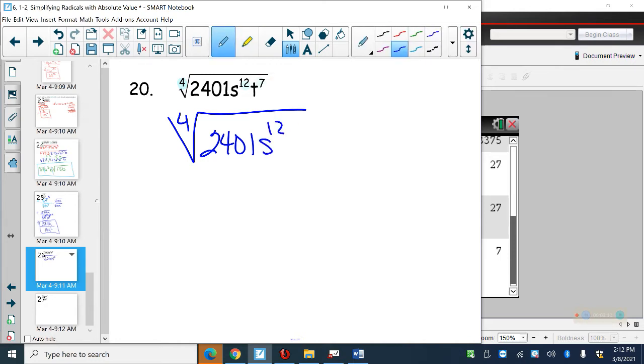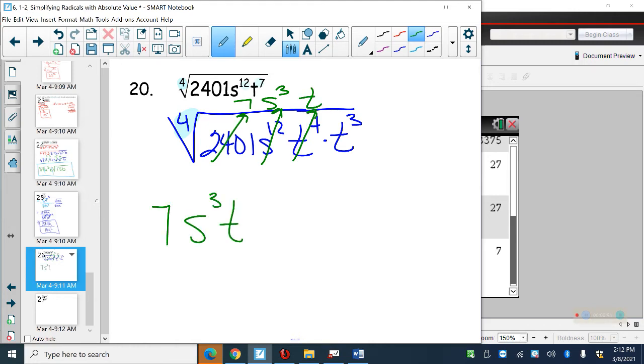7 is not divisible by 4, so I'm going to break that down. So if I have to be divisible by 4, I'm going to have t to the 4th with 3 t's left over. Because if I just go 6 and 1, 6 is still not divisible by 4. So I have to do by powers of 4 because that's what my index is. So whenever I do this, the 4th root of 2,401 is 7. The 4th root of s to the 12th, 12 divided by 4 is 3. This comes out as a t, so I have 7s cubed t times the 4th root of t cubed.